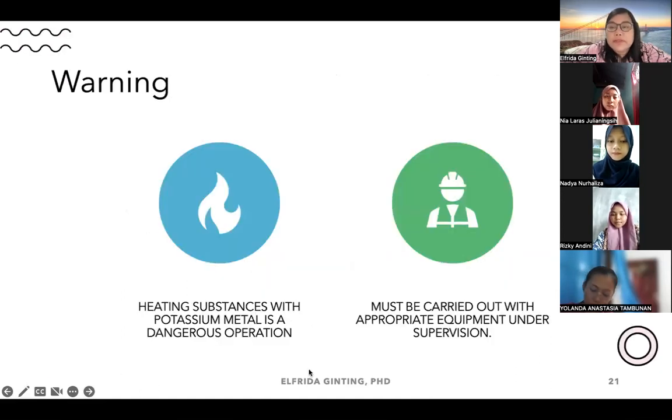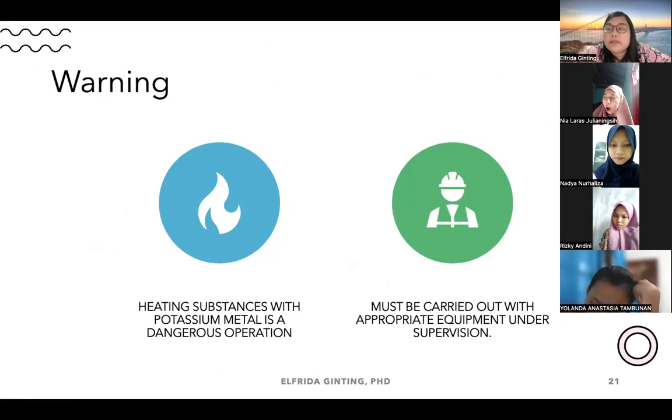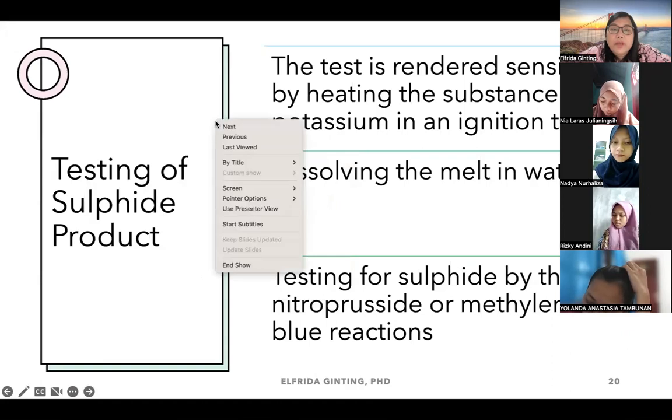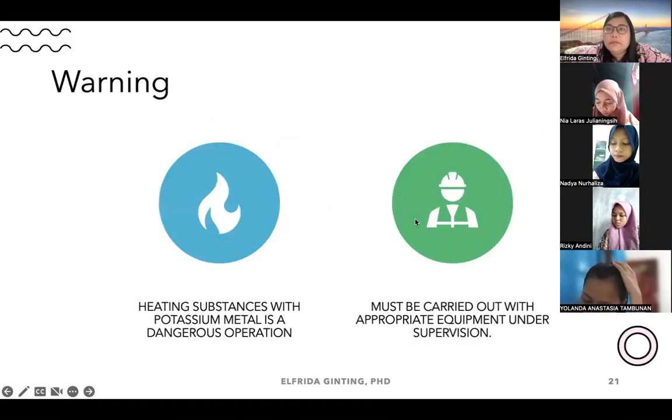So next, warning. When you heat a substance with potassium metal, this is a dangerous procedure, because potassium is basically an explosive material. So when you heat it with potassium, you have to wear appropriate equipment. I don't think our lab has the capability to do this test. This should be done in a special room, with special clothes. So warning, don't ever do this by yourself.